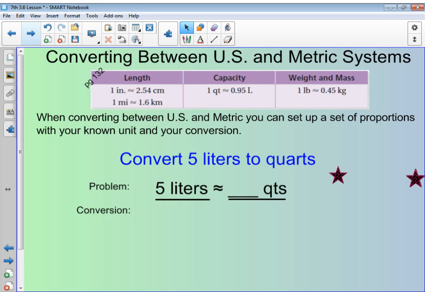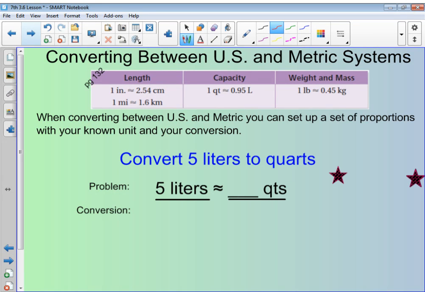So I went ahead and set it up just like we did with the US system of measure that we practiced in the first part of this lesson. So I set up 5 liters is about blank quarts. And now, in the back of the book, or up at the top of the screen, I have 1 quart is the same as 0.95 liters. Now also in the back of the book, they do have 1 liter is 1.06 quarts.